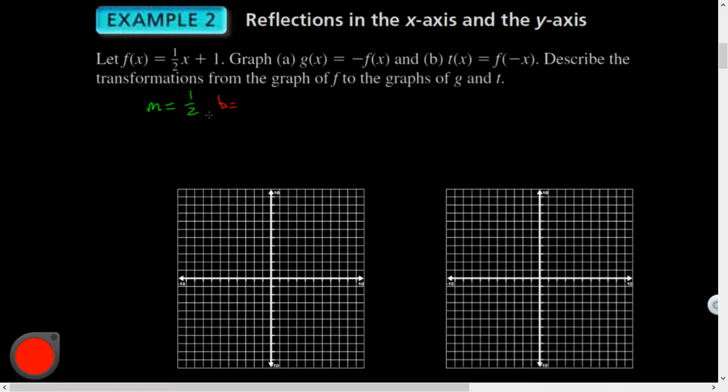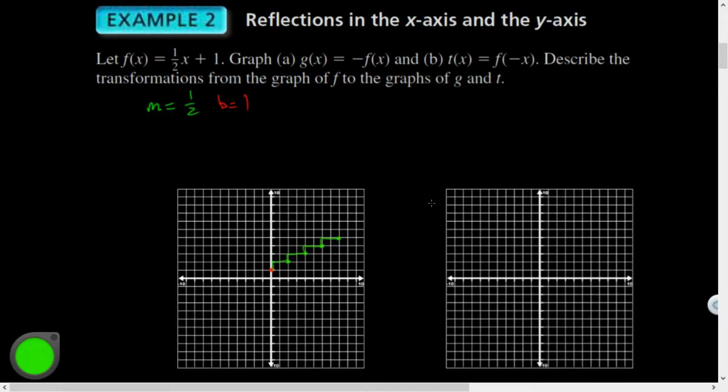Let's see, and what is my y-intercept? It's the 1, yeah, the positive 1. So if I want to graph this, the y-intercept is at the 1, and the slope is 1/2, so it's going to go up 1 and over 2, up 1 and over 2. It's not as steep because it's a fractional slope between 0 and 1.